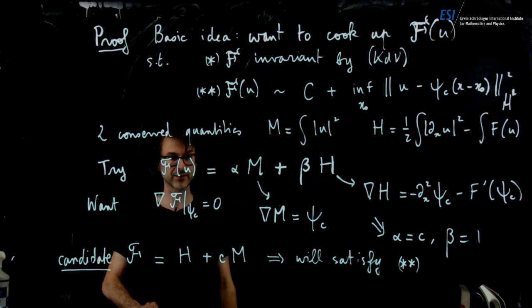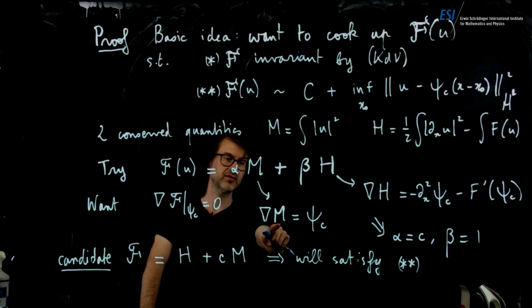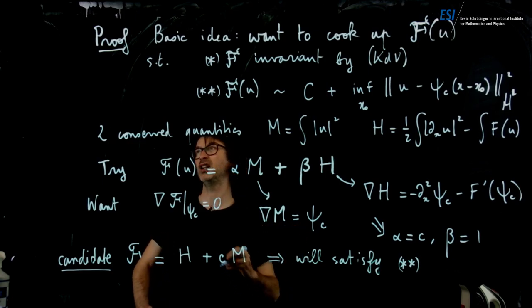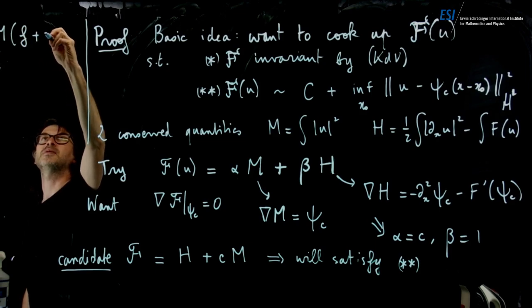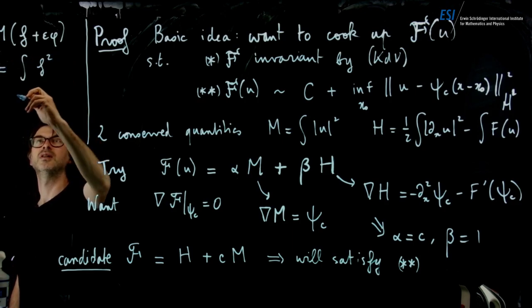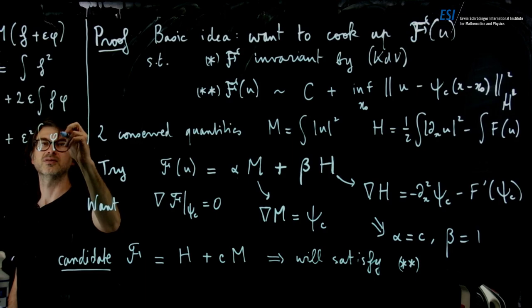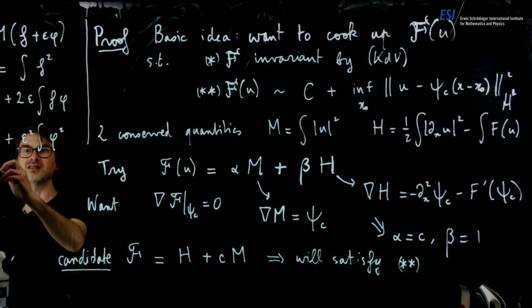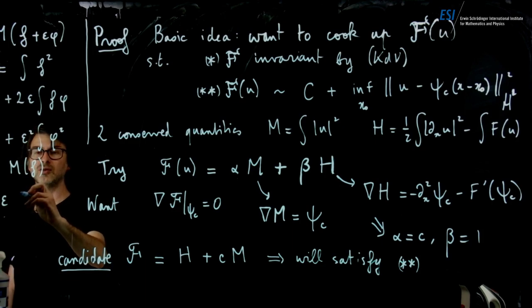Yes, I had a question too. How do you calculate the gradient of M? I don't see why the gradient of M is psi c. Right, so let's do that here. Let's compute M at f plus epsilon phi. There is a constant term, which is f squared, then there is 2 epsilon f phi, then there is epsilon squared phi squared. And by definition, this is M of f plus epsilon times the gradient, which we define by duality.